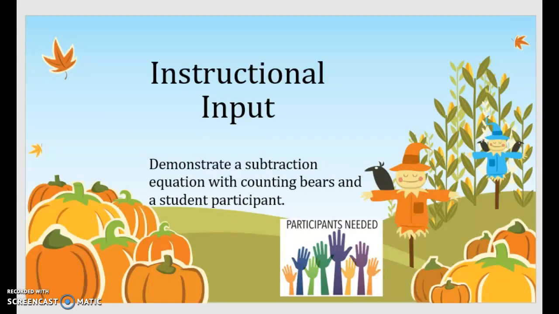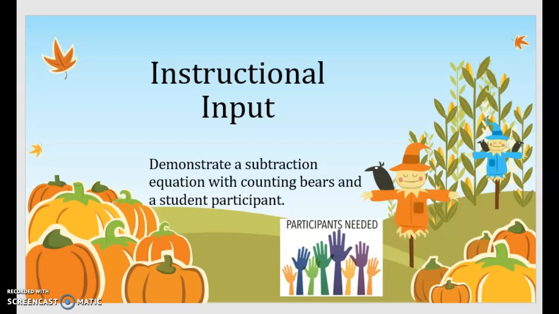And now for the instructional input. So after we've read the book, we're going to go ahead and hold up our jar of counting bears, and we're going to go ahead and pick 10 counting bears out of the jar. And we're going to explain to the class that we want to share some of our counting bears with another student. So we're going to go ahead and ask for participants and pick one that's nearby. And then once we have a participant, they can come up and stand next to you and then ask the class how many of your bears should they share with this student.